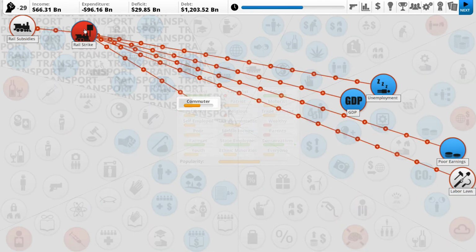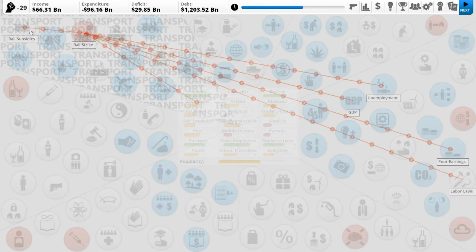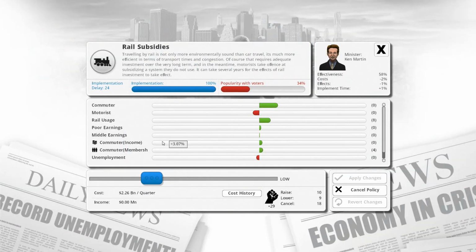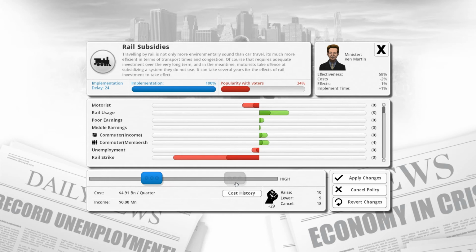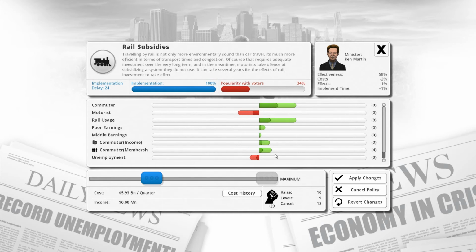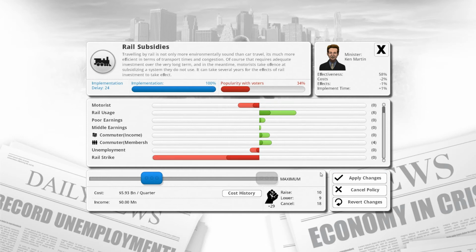What is causing a rail strike? Subsidies? Why do we even need a rail system? Commuters, rail usage. It's kind of decreasing unemployment, though. Alright, well, let's give more money to the railroads, because that'll decrease unemployment, too. Increase rail usage, which means a lot more commuters. Higher commuter income and membership. Let's just increase that to 4 billion.